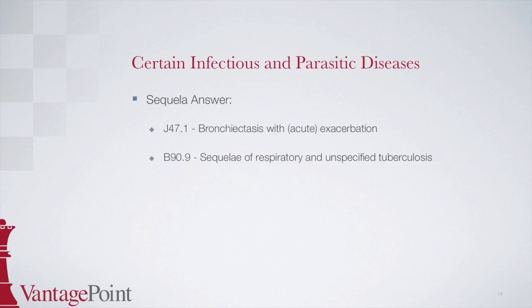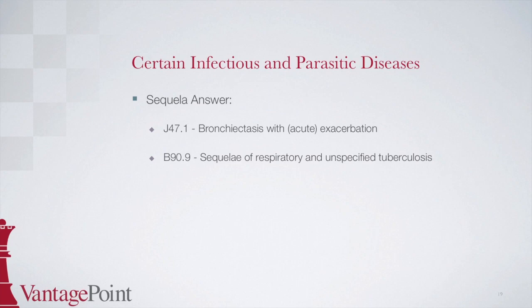Let's go over this example. Remember that for sequela coding, two codes are required in this chapter. We first code the current condition the patient has, which in this case is the bronchiectasis with acute exacerbation. To find the code, I went to the alphabetic index and found bronchiectasis. Indented under this main term is the word with, and below this I looked for the term exacerbation, which has the word acute next to it in parentheses. And this gives us a code of J47.1, which I then confirmed in the tabular.